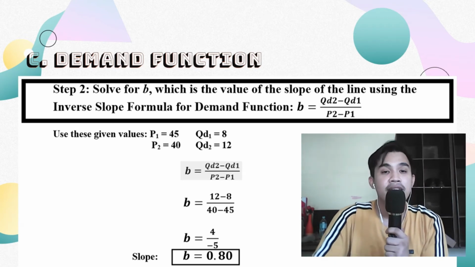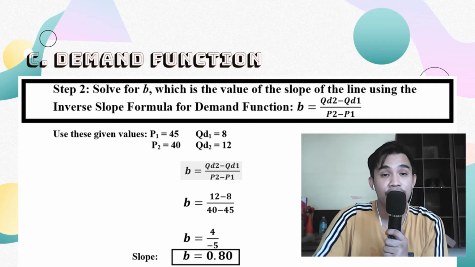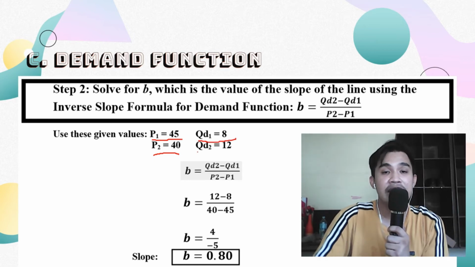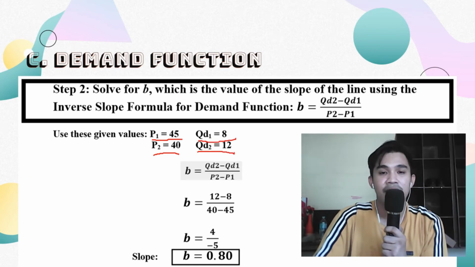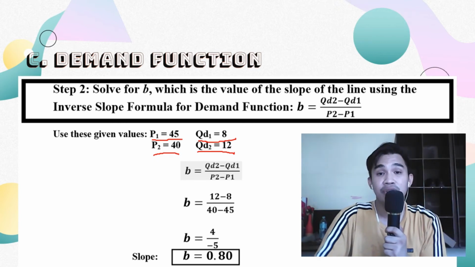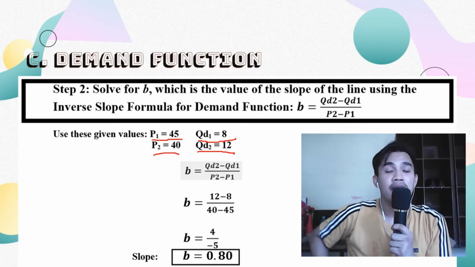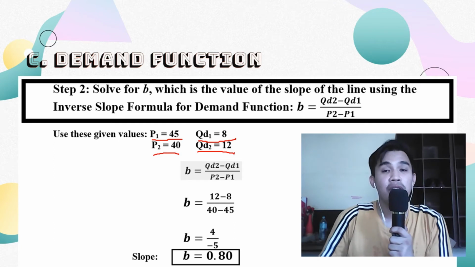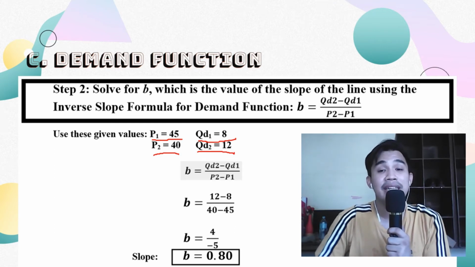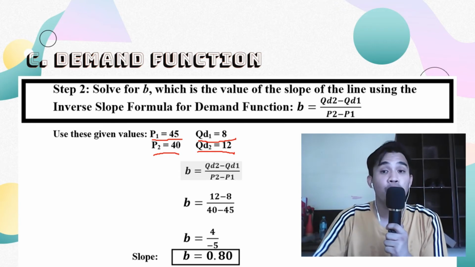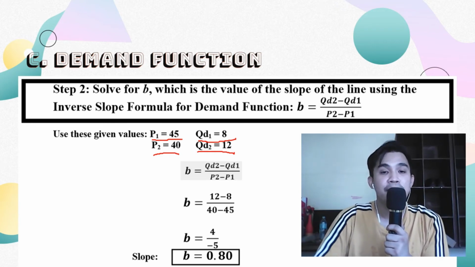So we have now P sub 1 is equal to 45, yan. Then P sub 2 is equal to 40. Then we have QD sub 1 is equal to 8. Then QD sub 2 is equal to 12. Remember kanina, I already introduced to you the formula or the equation that we will be using for us to identify the value of our slope. So diba, we will be using B is equal to QD sub 2 minus QD sub 1 all over P sub 2 minus P sub 1.